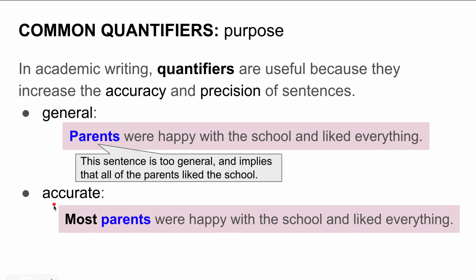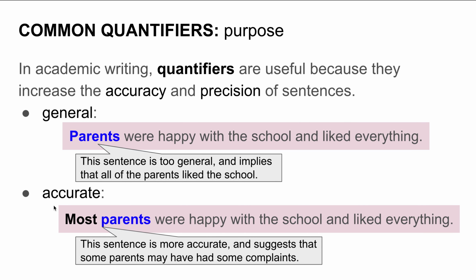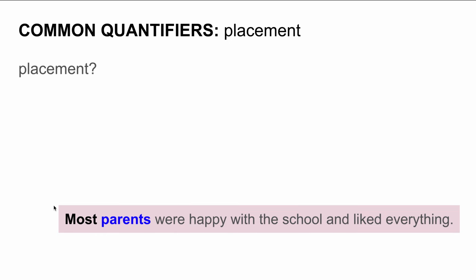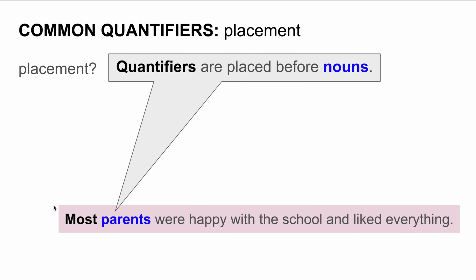So, for example, most parents were happy with the school and liked everything. This sentence is more accurate, more precise, because it suggests that some parents may have had some complaints. Some parents, if not few. Let's move on now and talk about placement. Quantifiers are placed before nouns.